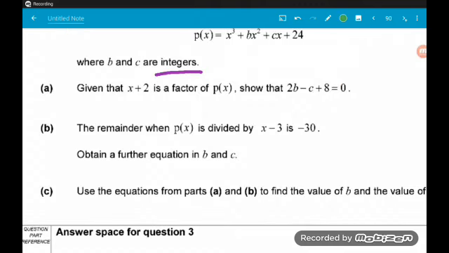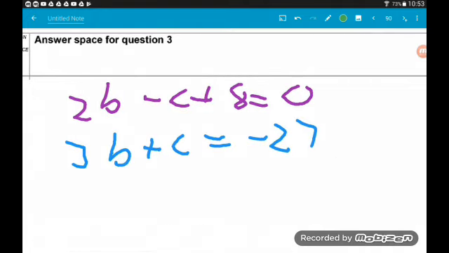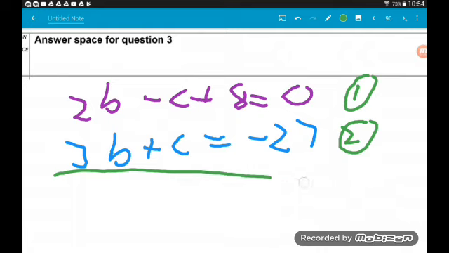Okay, now part C wants us to use the equations that we found in part A and B to work out the values of b and c. So it's now a game of simultaneous equations. So there are our two equations. Let's call them equation 1 and equation 2. It's the cool thing to do. Okay, now what can we notice about both equations? Well, equation 1 has a minus 1c, equation 2 has a positive 1c. So we can add the equations together and c will disappear.